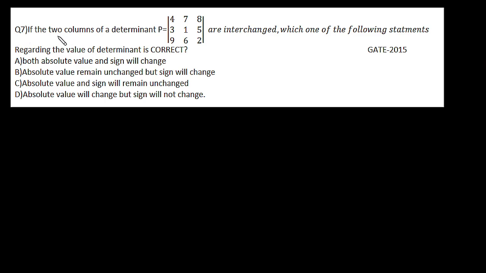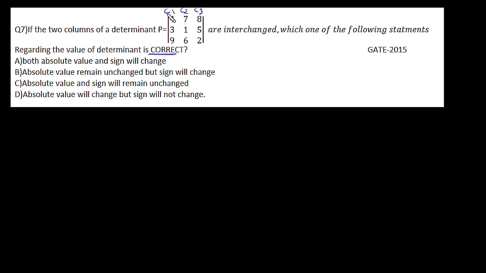Question 7 says: if two columns of the determinant P are interchanged, we have a determinant given. Suppose we change either the first column or second column or third column, any two of these three. If two columns of the determinant P are interchanged, which of the following statements is true? So we have to find which statement is correct regarding the value of the determinant.